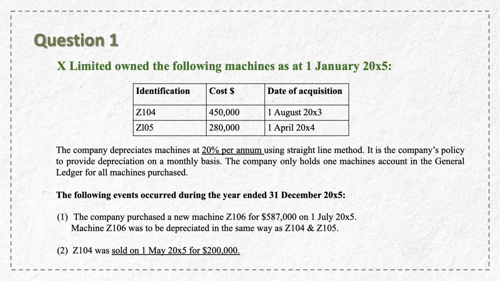The company purchased a new machine Z106 for 587,000 on 1st July 20X5. Machine Z106 was to be depreciated in the same way as Z104 and Z105. Z105 was sold on 1st May 20X5 for 200,000.